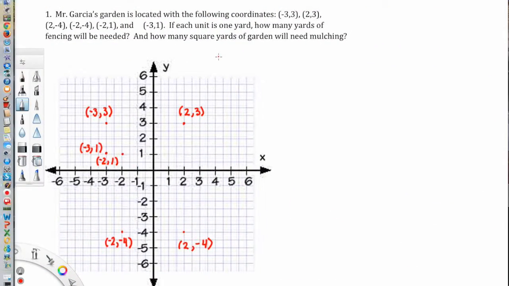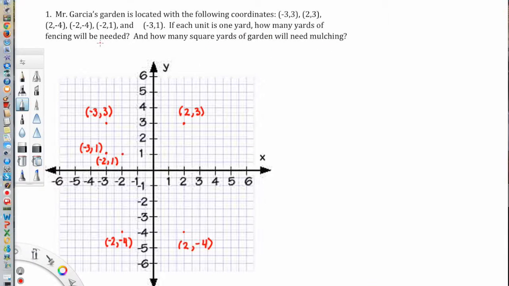Boys and girls, let's get out our worksheets and let's start on problem number 1. Mr. Garcia's garden is located with the following coordinates: (-3, 3), (2, 3), (2, -4), (-2, -4), (-2, 1), and (-3, 1). If each unit is 1 yard, how many yards of fencing will be needed and how many square yards of garden will need mulching?